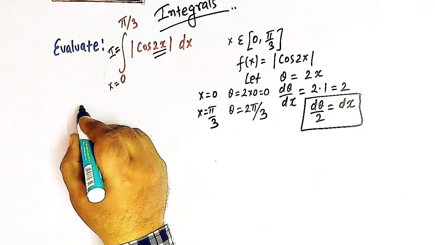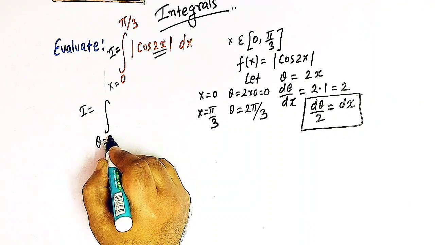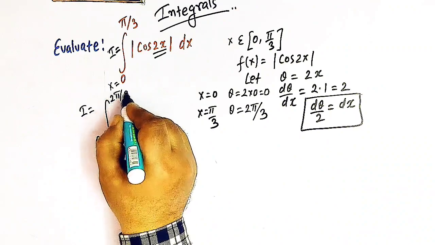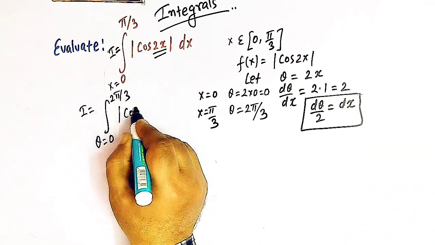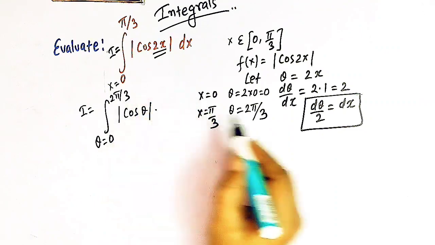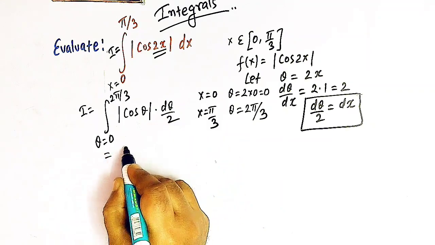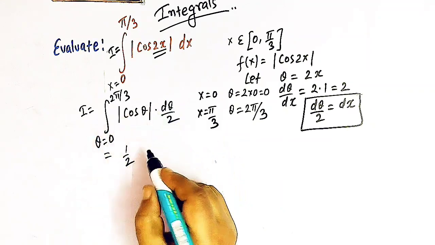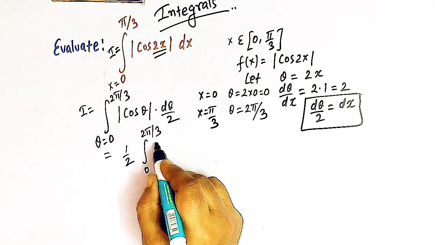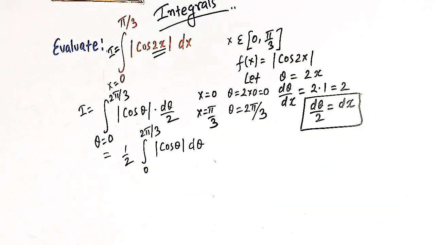So now we can rewrite this integral I in terms of theta as theta from 0 to 2 pi by 3, and here we have mod of cosine of theta, and dx is d theta over 2. So this is half. Taking half outside the integral, we have the integral from 0 to 2 pi by 3 of mod of cos theta d theta.